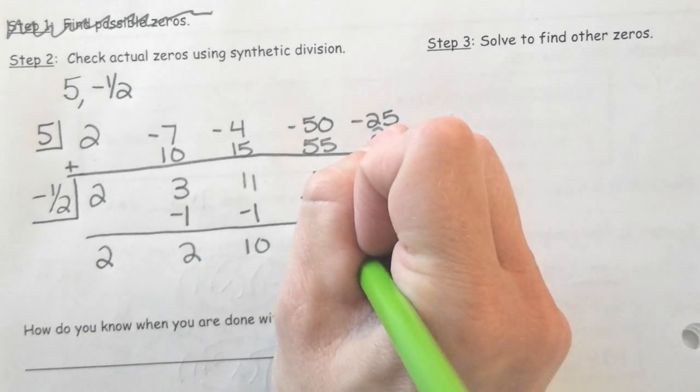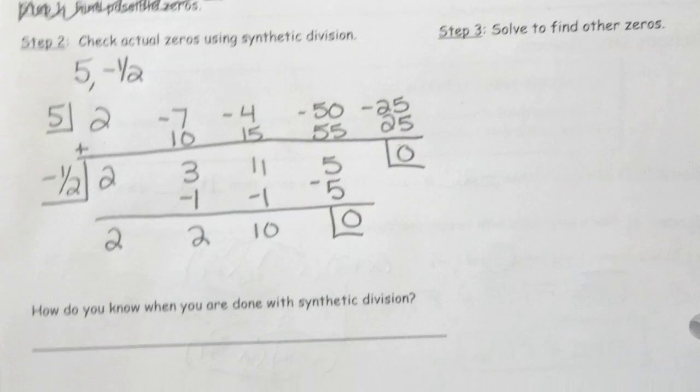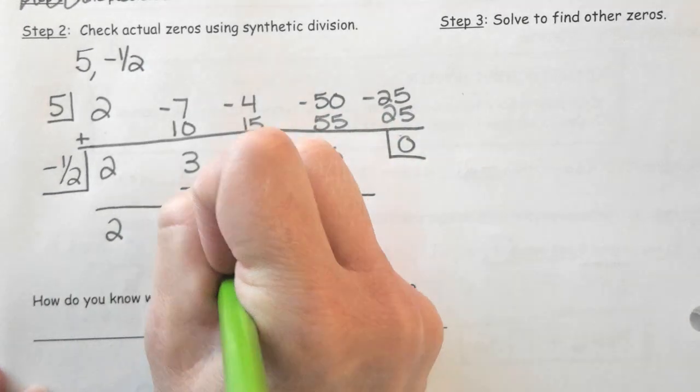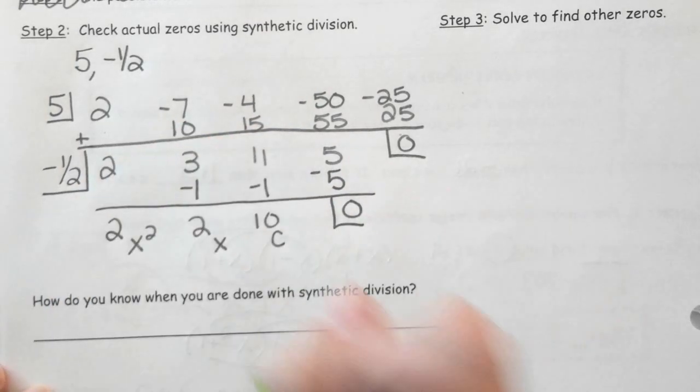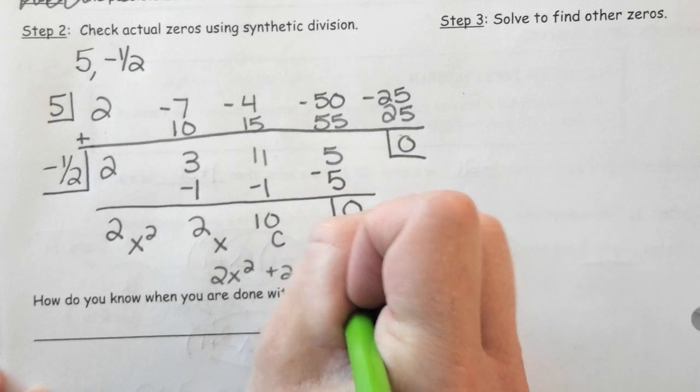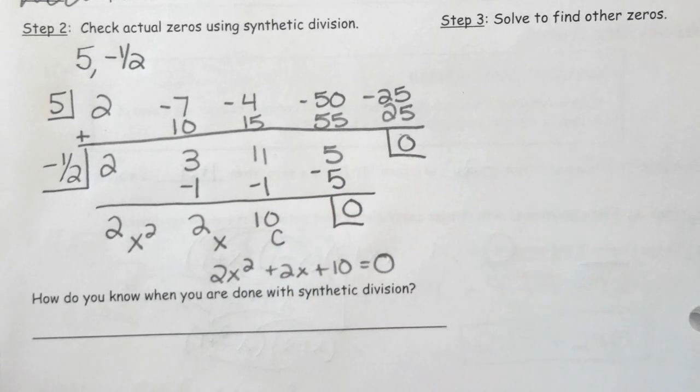Again, do you see how that worked out nicely for me, like it was supposed to? What do I have left? This is my constant, this is my x, this is my x squared. I have 2x squared plus 2x plus 10 equals 0.